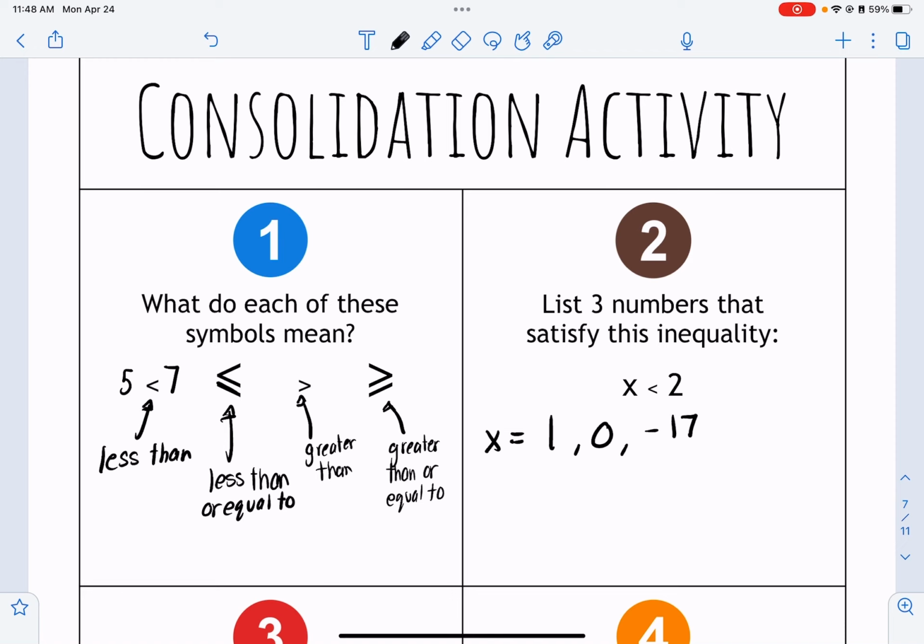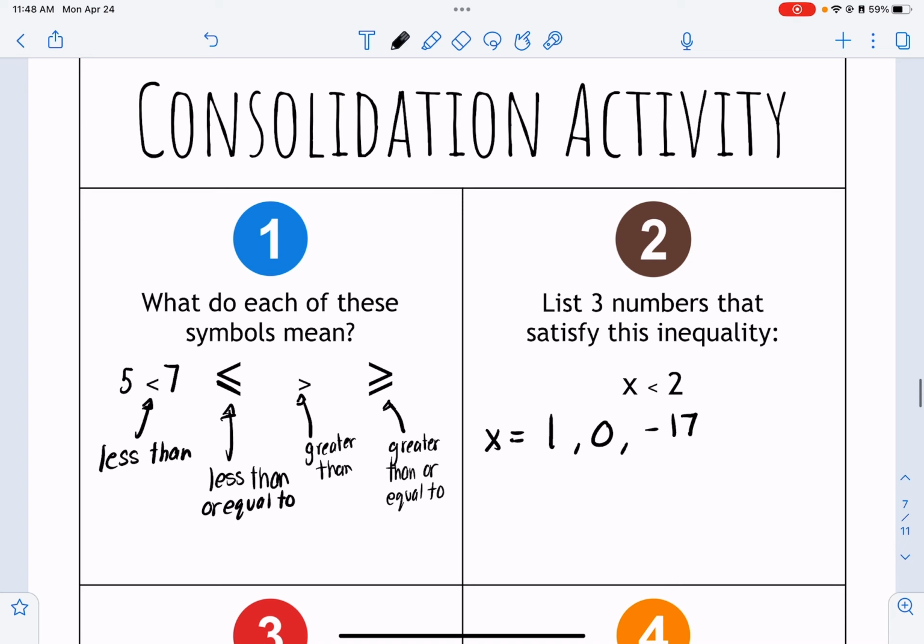What number would not work here? 2 would not work. 3 would not work. And anything more than that, right? Anything 2 or greater is not going to work here. But 1 is possible, 0 is possible, and anything less than that is also possible. 1.9 is also possible here.